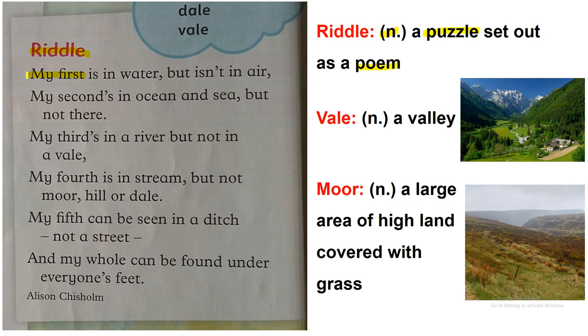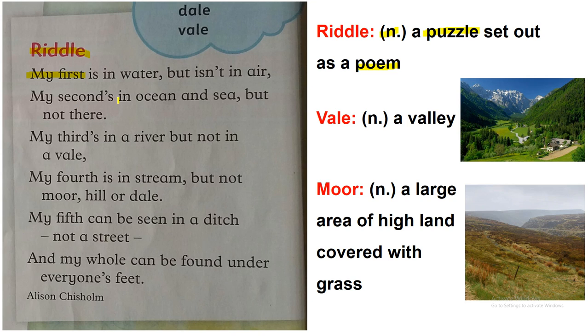This riddle is about a word. The first letter in this word, we can find it in the word water. So is it letter W, A, T, E, or R? You have to guess. My first is in water but isn't in air. We couldn't find it in letter A, in the word air. So it's not R and it's not letter A. It can be W, T, or E.